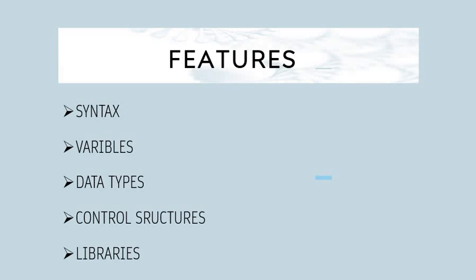Every programming language has these features. Firstly, syntax. Syntax is nothing but the set of rules: how we use, what we use, where we use, when, and why. All this comes under syntax. In general words, it can also be called a protocol for the language, a protocol for giving instructions. That is syntax.